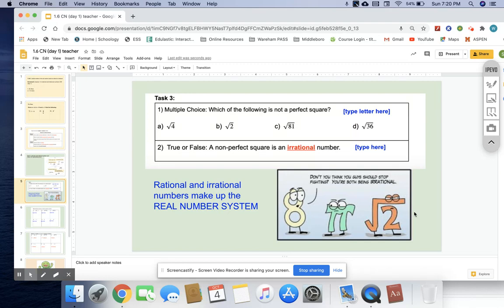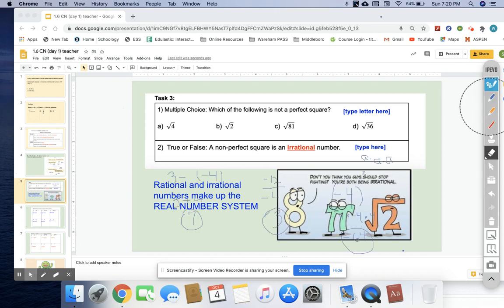So for the multiple choice, which of the following is not a perfect square? Well, we can go through and evaluate each of these. The square root of 4 is 2. The square root of 2 cannot be written as a perfect square. The square root of 81 is 9, and the square root of 36 is 6. True or false? A non-perfect square is an irrational number. That is true.